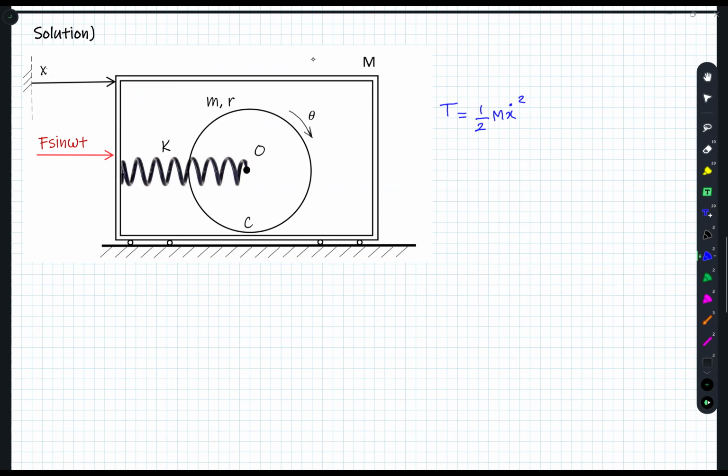So that's the first part. I know it's half of m x dot squared. That's for the cart. This is where you need to pause, write the rest, and then compare with my solution. Assume you did that. Now I'm going to add then half of m r squared theta dot squared, and I'm just going to move that part a little bit here.